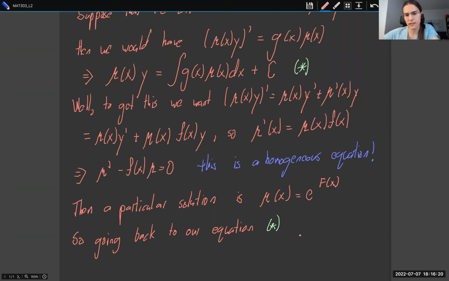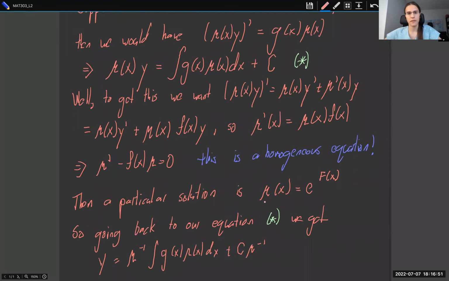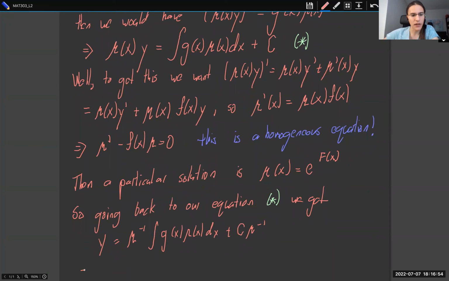What we get is this. So first off, I'm going to bring mu over to the other side. So I'm going to get that y is equal to mu inverse of the integral of g of x, mu of x dx, plus c times mu inverse. And as a consequence, we have a particular solution for mu.